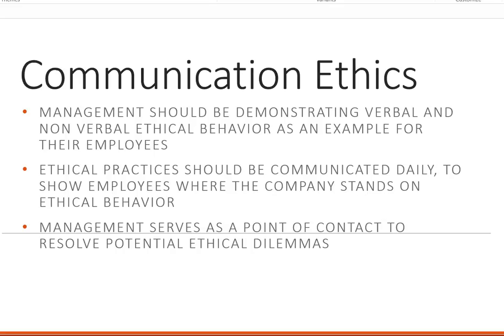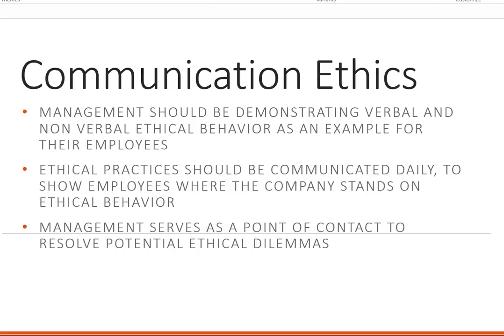Ethical practices should be communicated daily to show employees where their company stands on ethical behavior. This could be 10, 15-minute meetings once a week, so on and so forth. Different ways, just so that the employees understand the ethics of the organization itself and what they stand for.